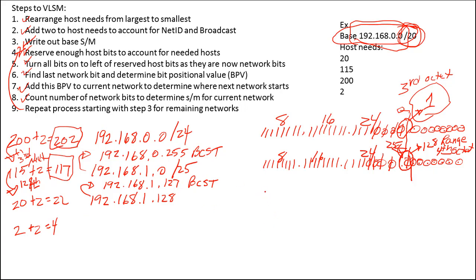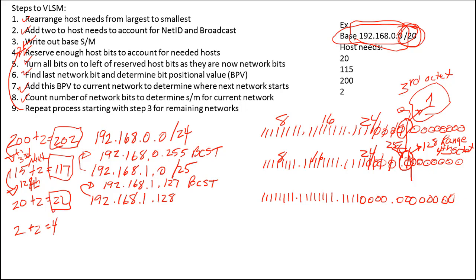Write out your base subnet of a /20. 1, 2, 3, up to 20, and then 21 through 32. Right? This time we're solving for 22.